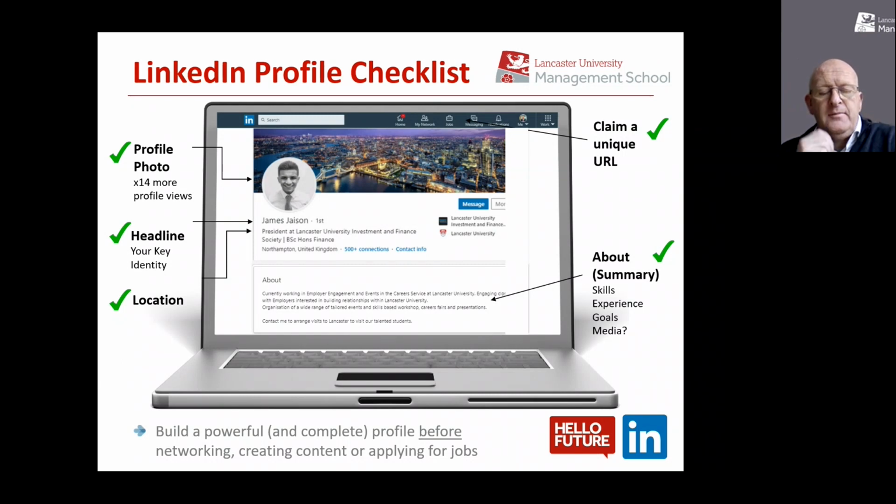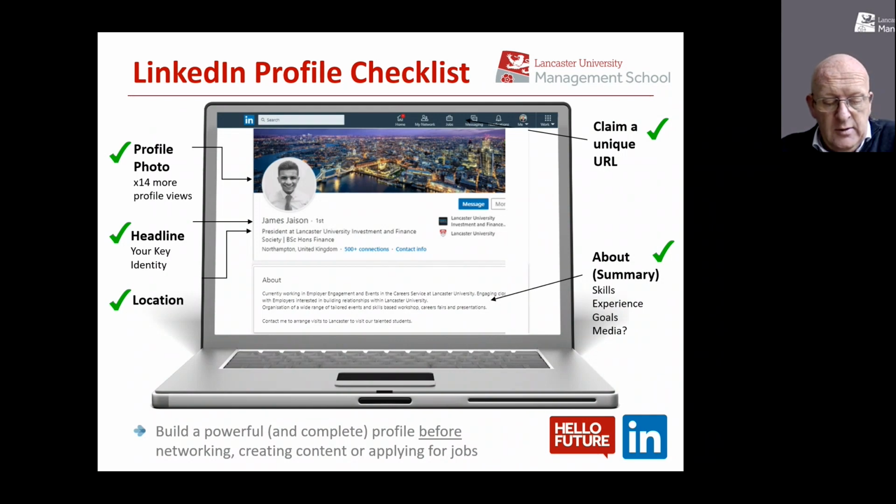So it's a really nice way of just introducing yourself to people, and again thinking about what might be picked up in search engines. So again, the type of roles that you're interested in, what you're about, what you want to do, and what you want to achieve through using LinkedIn.